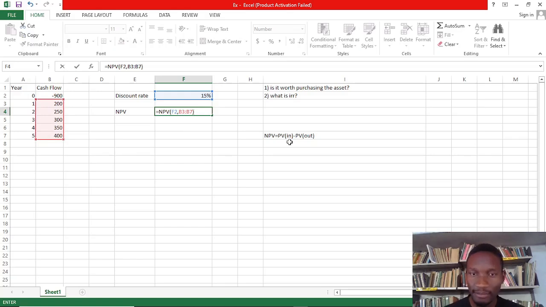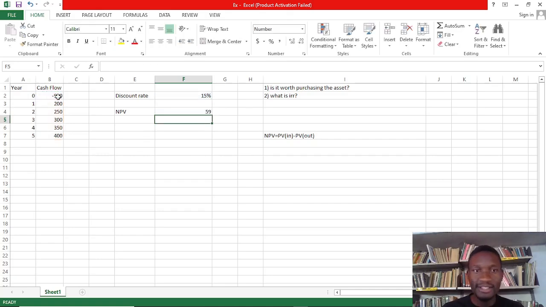Then the next step is to subtract the present value of outflows. Our outflow is just 900. Since it is a negative here, we are going to put a plus sign so that it gets subtracted. Then we close the bracket, hit enter, and we get 59. So 59 is our net present value.